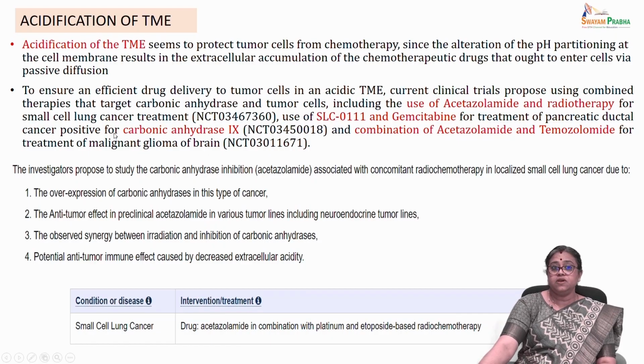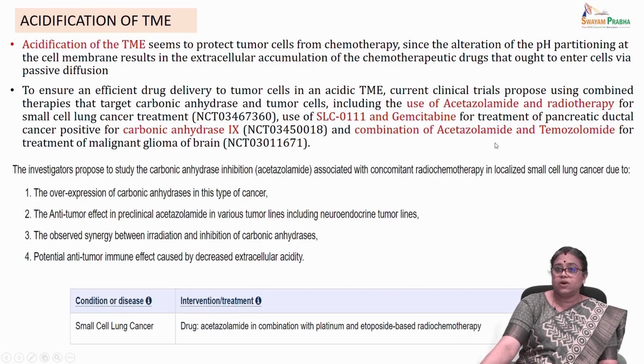So if a tissue is positive for carbonic anhydrase 9, the study shows that this combination of the two agents can help in effective tumor response. Similarly, the combination of acetazolamide and temozolomide has been successful in malignant glioma of the brain. So this is the detail of the clinical trial.